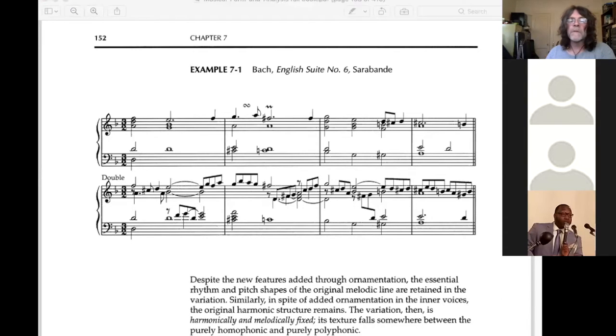So I'm going to play this again. Understand that he only gives the first four measures of an eight measure thing. So we listen to four measures, and then we have to listen to the rest of that, and then the double comes along, and it's a variation.